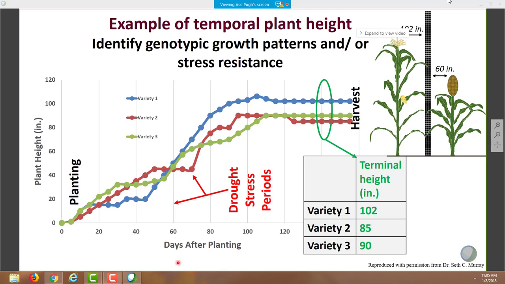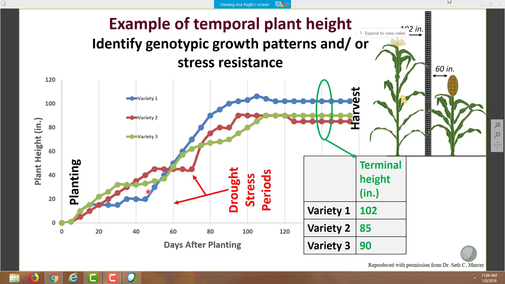And another benefit of using UAVs is that you can generate temporal plant growth curves. So this is an example of how this can be done, showing 3 different varieties for maize. You can actually identify genotypic growth patterns or stress resistance within your varieties. So if you look here, where my pointer is, you can actually see a period where maybe there was some drought stress in this material.